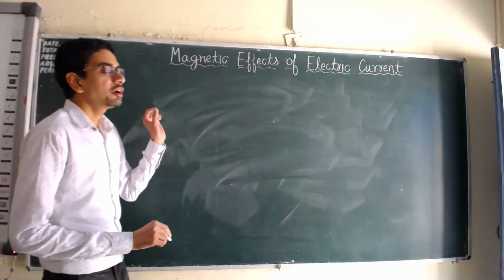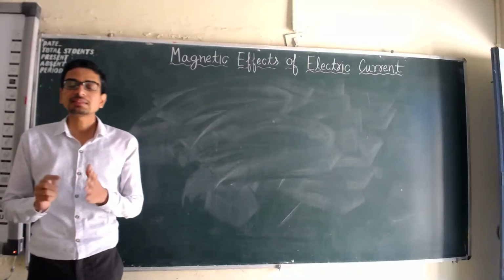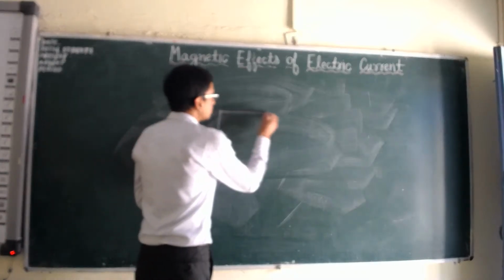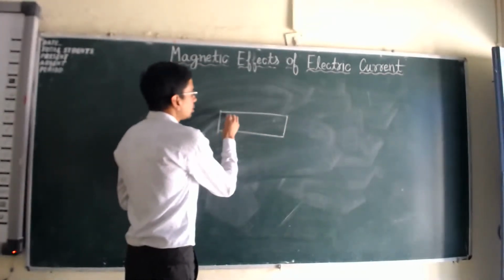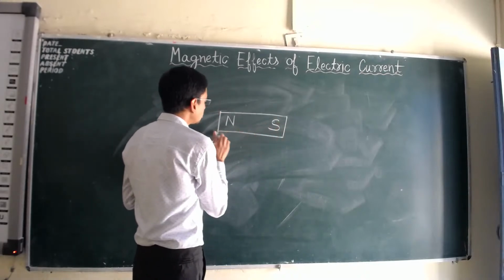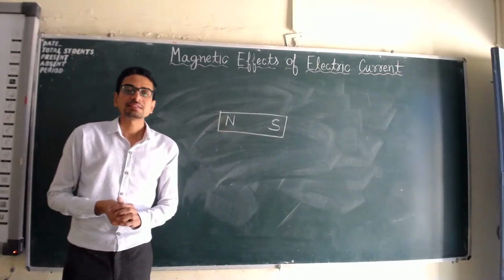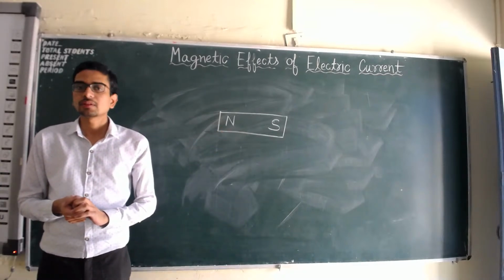So we are talking about magnetic effect. So let's first study about a magnet. You know that a bar magnet has two poles, north and south. You also know that every magnet has a magnetic field. Okay.